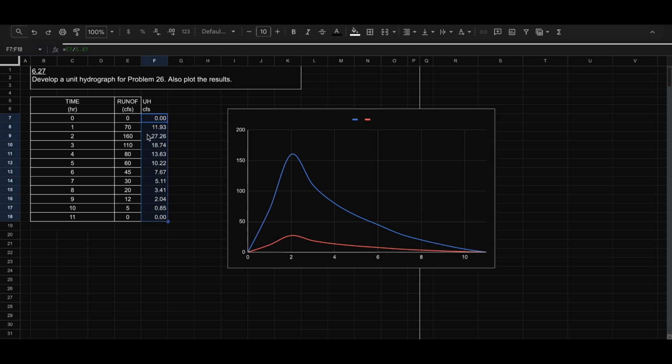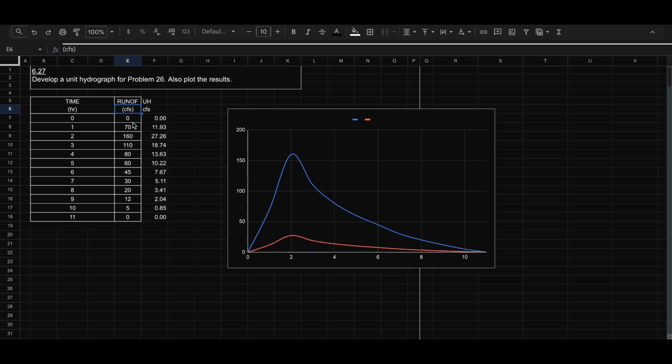Before I move on, I want to clarify that we are not doing 70 CFS divided by 5.87 inches. We're not dividing CFS by inches. It's just a relationship. It's like saying, if I make $5 an hour, and if I work 2 hours, then I'll make $10.